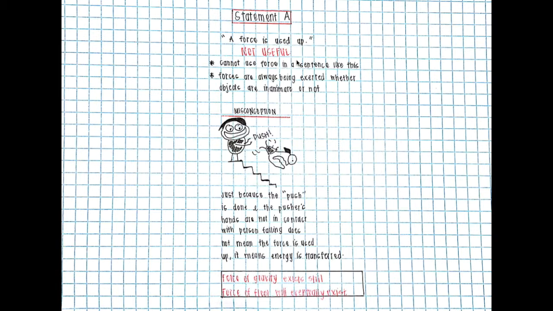We see in this drawing a misconception that people may have. In this drawing, an individual pushes another individual. Just because the push is over and the pusher's hands are no longer in contact with the other person's body does not mean the force is actually used up. This means energy is just transferred. So forces are still acting and will eventually act on the individual falling. The force of gravity still exists, and when the person lands on the floor, the force of the floor will act upon them.